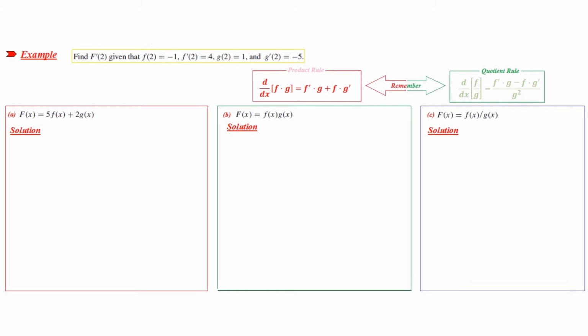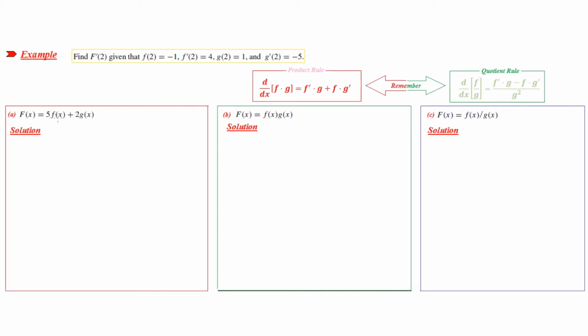Hello everyone, we will start with this example: find f prime of 2, given that f of 2 equals -1, f prime of 2 equals 4, g of 2 equals 1, and g prime of 2 equals -5.